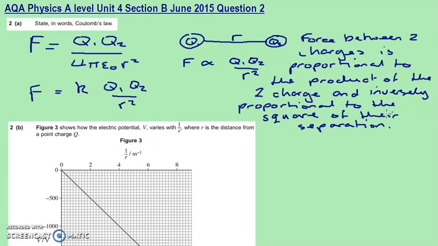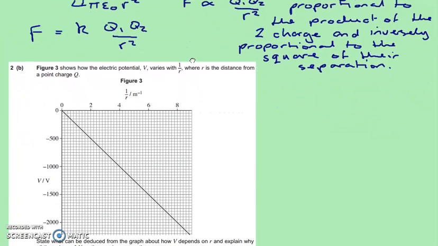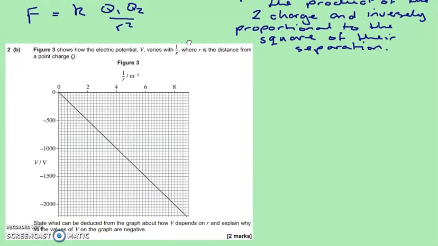When we talk about inversely proportional to, we mean that the force is proportional to 1 over r squared. In this case it's 1 over r squared. So inverse proportion is proportional to 1 over something. Okay, let's take a look at 2b.